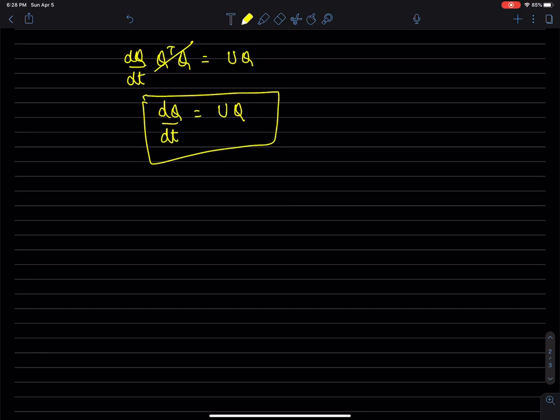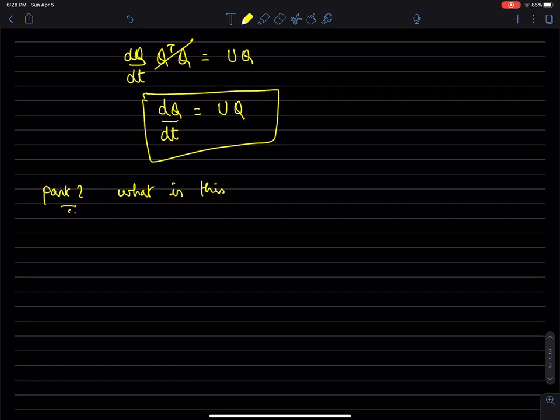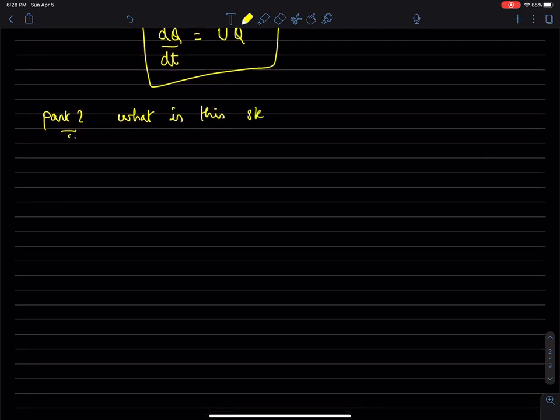So what is this skew symmetric matrix? This is part 2. What is this skew symmetric matrix U?